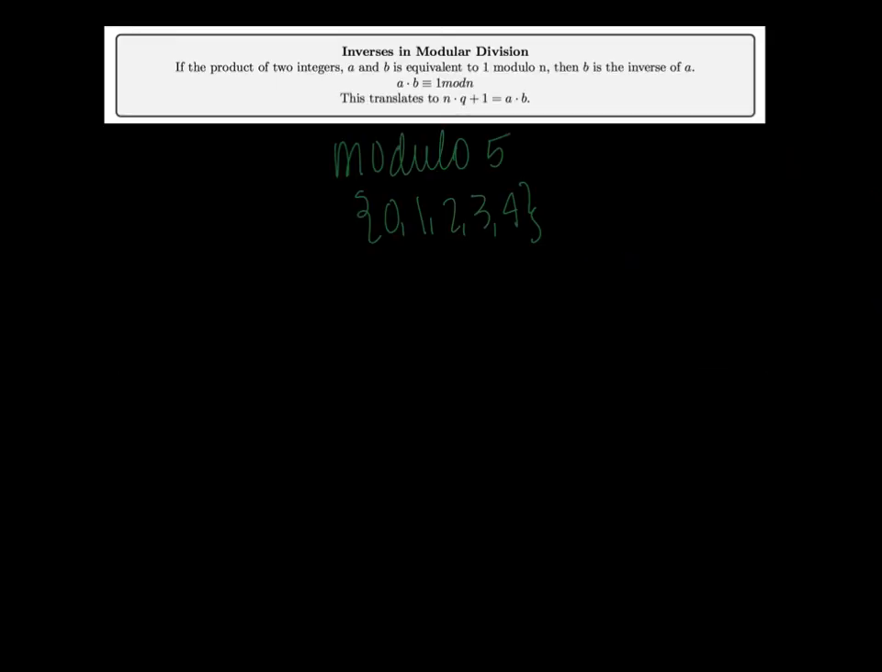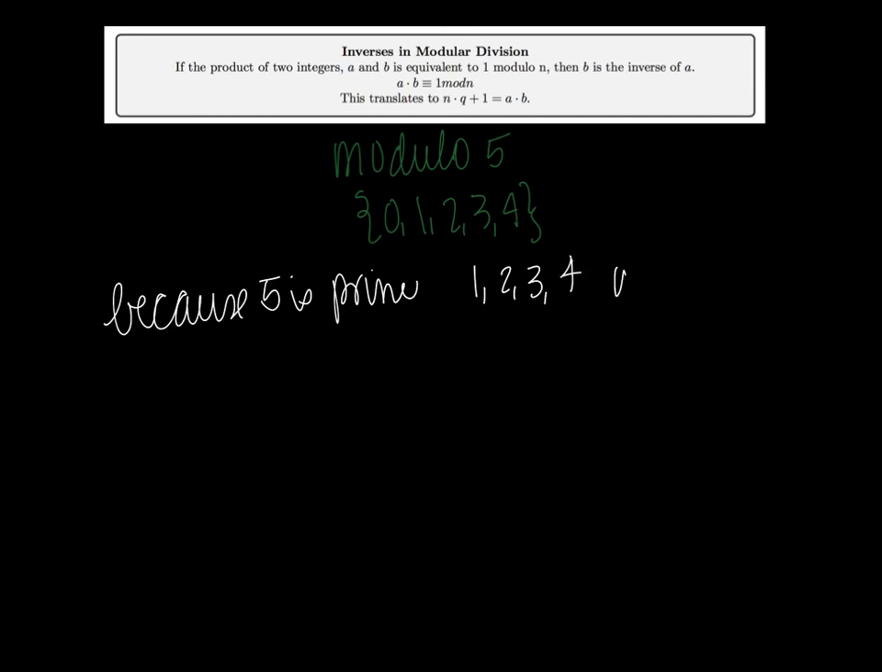Let's see if we can find the inverses with regard to modulo 5 for the numbers that are in that set. So our possible outcomes, looking at modulo 5, are 0, 1, 2, 3, and 4. So notice that 5 is prime. So because 5 is prime, we know that 1, 2, 3, and 4 will have inverses because they're all relatively prime to 5. So let's see if we can find them.